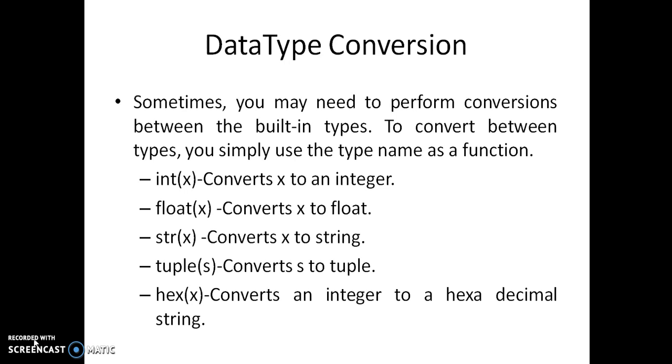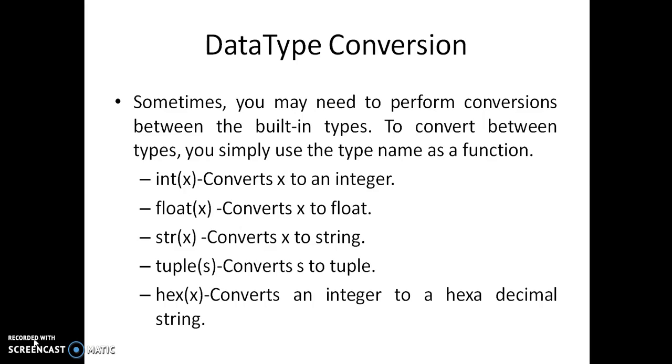Here the first function is int of x. It converts the data into the integer type, whatever the type of x may be. X may be a string, a float, a long type, a tuple, or something else. I want to convert it into an int. X may be a list, a dictionary, a set, a tuple, or a normal float or string type. Then it converts into the int type.